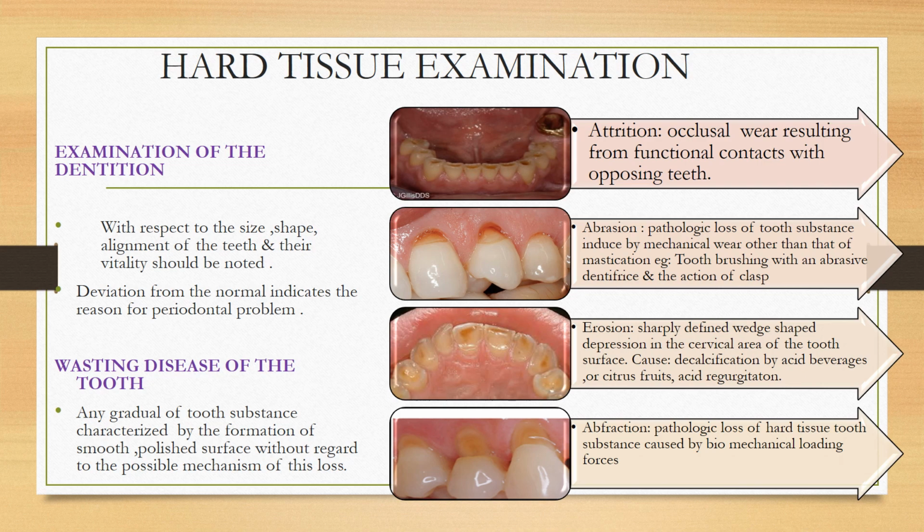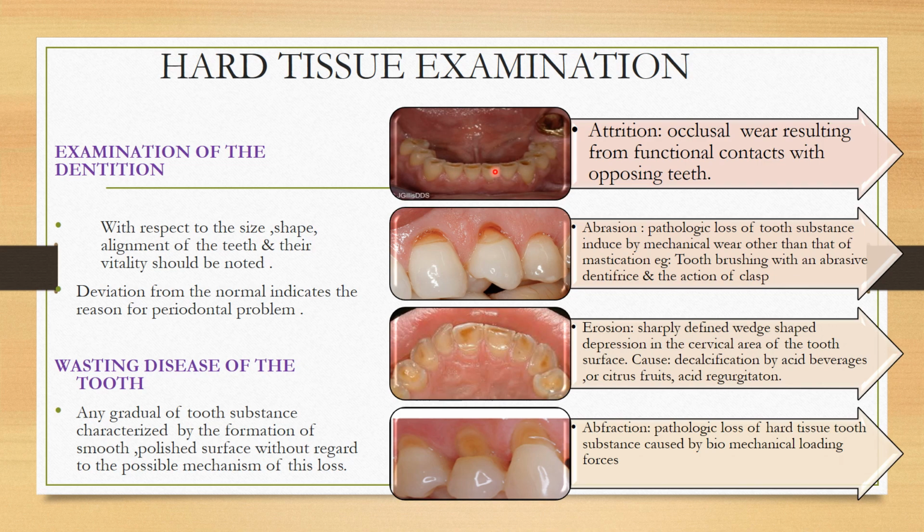Any gradual change of tooth substance characterized by the formation of smooth polished surface without regard to the possible mechanism of this loss. So it can be defined under different terminologies, that is attrition, abrasion, erosion and abfraction. What is attrition? Attrition is the occlusal wear resulting from functional contacts with opposing teeth. So you can see in the picture that a clear cut, like the incisal edges will be attrited.